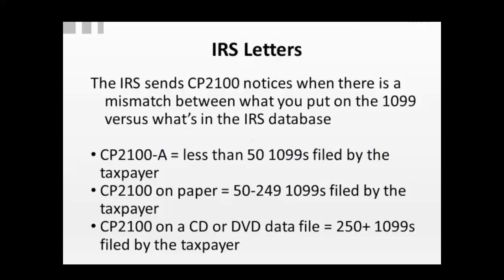Other than penalty notices, the CP2100 is the big letter that you'll get from the IRS when there's a mismatch between what you put on the 1099 versus what's in the IRS's database for that person. You can see that there's two different letters, a CP2100A and then a CP2100. If you're filing 250 or more 1099s, you get extra special treatment. The IRS will send you this as a data file. Very exciting. The CP2100 just says that there's a mismatch issue, and then it gives you a list of the contractors that there's a problem with.